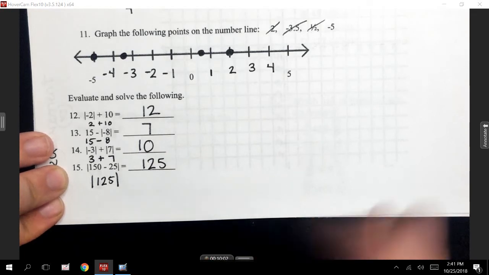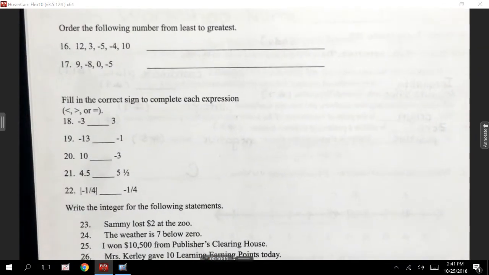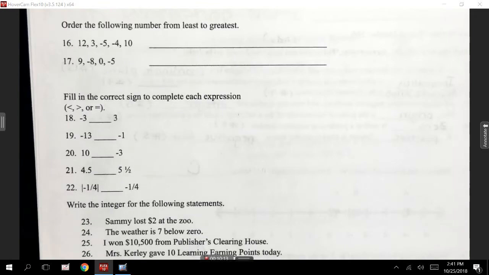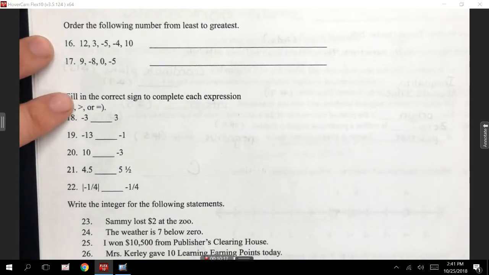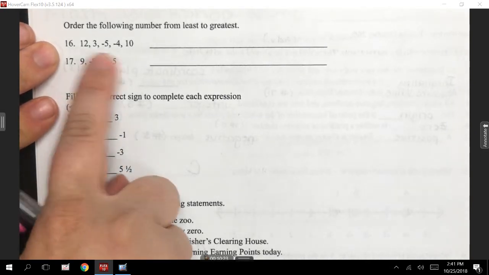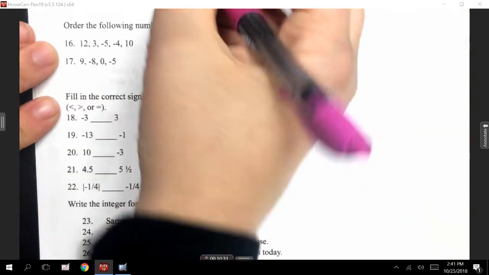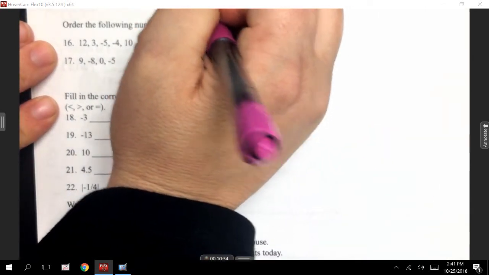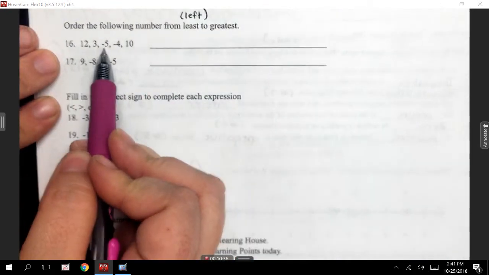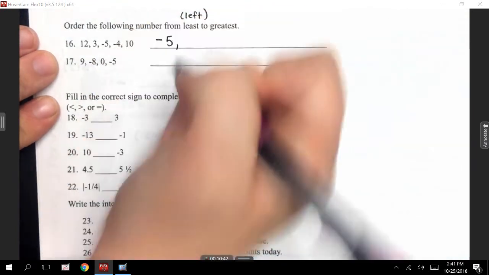All right, let's flip it over. On to the back. Putting these in order from least to greatest. They're a lot easier than what was on our quiz, and y'all did fantastic on the quiz. We're going to start with the least, which means I'm going furthest to the left. If you need to flip it over and look at the number lines on the other side, there's a really helpful hint: least means the furthest to the left. If I look on the number lines, the furthest number to the left is going to be that -5. -5 is furthest away from my 0. It's furthest away from my positives.